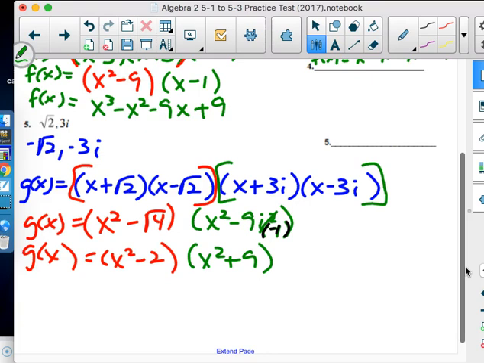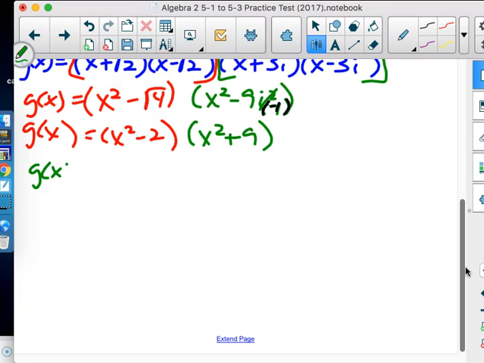Now all we have to do is FOIL. That's it. And we'll have a nice little polynomial. First times first. Outside times outside. Inside times inside. Last times last. Put them together and take a peek up and see if you have the same thing I have.